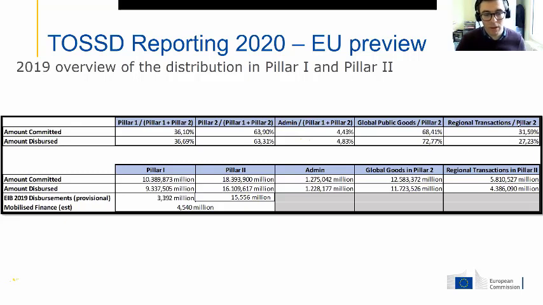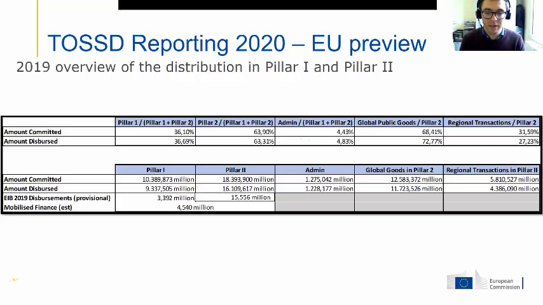So just to give you a sense of what this entails. For the European Commission, the top table that you can see there, 37% was in Pillar 1, so cross-border flows, and about 63% was in Pillar 2, so either support to global public goods or regional transactions. And we see actually that the global public goods part of Pillar 2 is much more important than the regional transactions. About 73% is in global public goods, whereas regional transactions account for only 27% of Pillar 2.